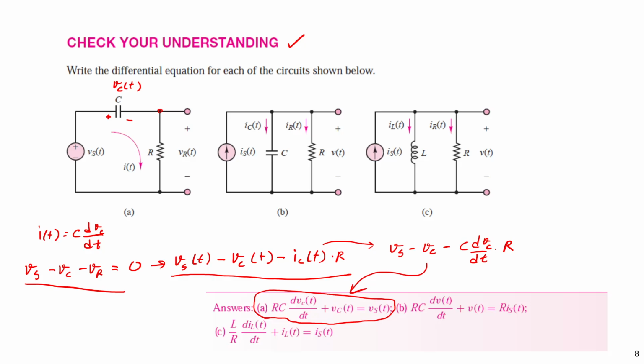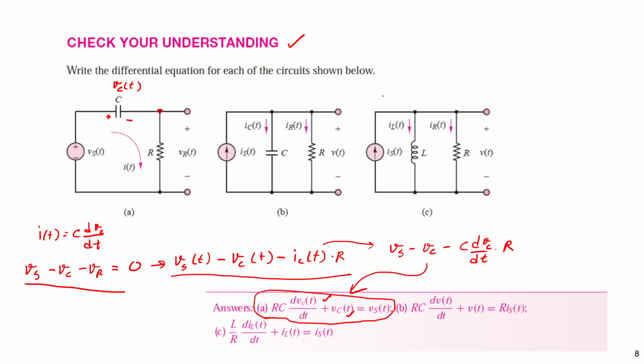and C dV by dt. This is current I, right? This current I. The relation between current and the voltage, right? Same. And then we get this value. If we solve this, we will get the voltage across C, right?